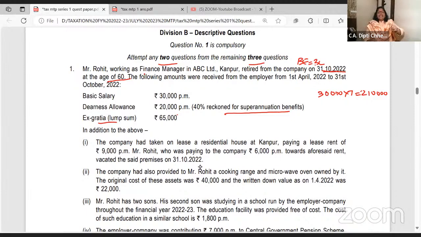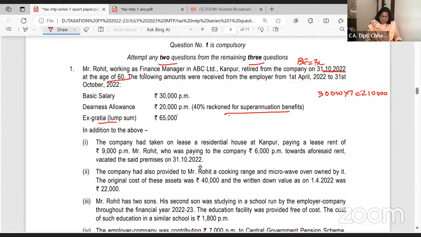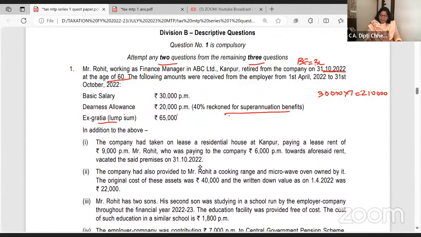For the definition of salary for HRA and leave salary and all, you have to take 40%. But whatever DA you receive is going to be taxable. How many of you have written the MTP and solved this as multiplied by 12? Write it. I'm not going to scold you. You will pinch yourself, and in the next exam you will not make this mistake.